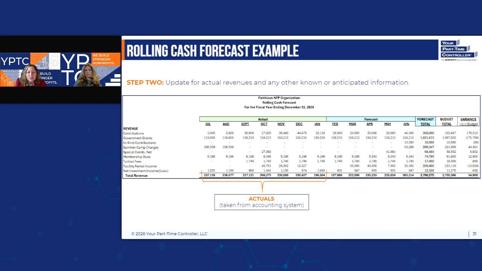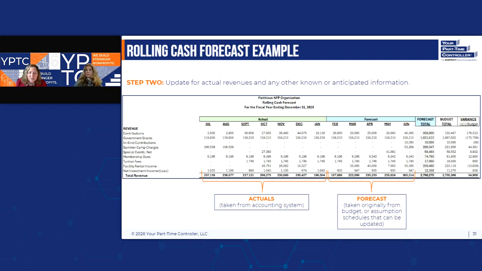Next, we will start adjusting the future budgeted months. For us, that's February to June. And we're going to update that with our forecasted results. And that's really going to reflect the new and relevant information that has become available to you after the budget was approved.